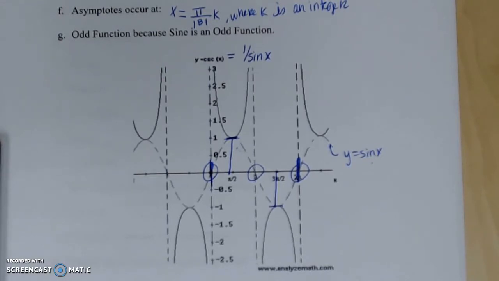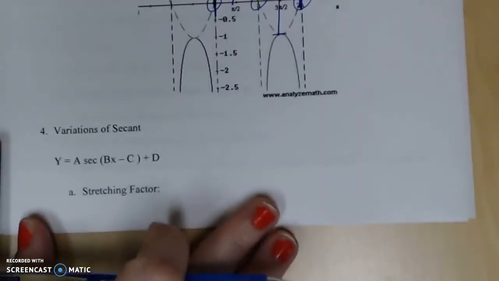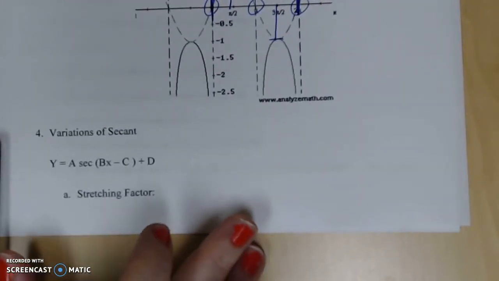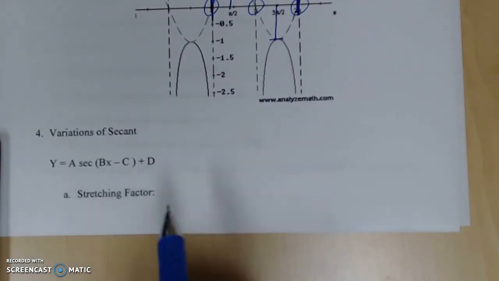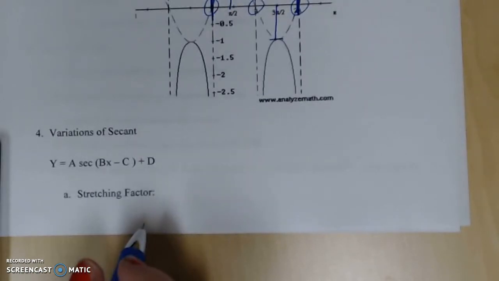And so what I want to go into is two more parts and talk about variations of secant and variations of cosecant. And so as we move forward, let's do part 4 here, and let's look at variations of secant. At the end of part 1, you looked at the basic idea of secant, and so let's see what happens as we add in these A's, B's, C's, and D's.